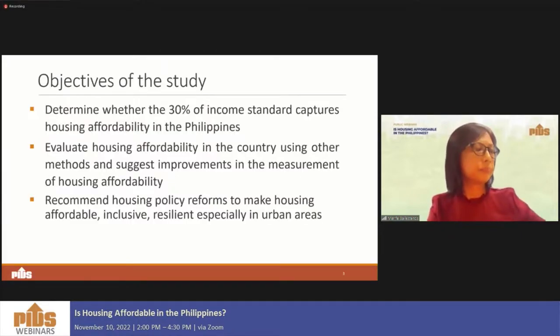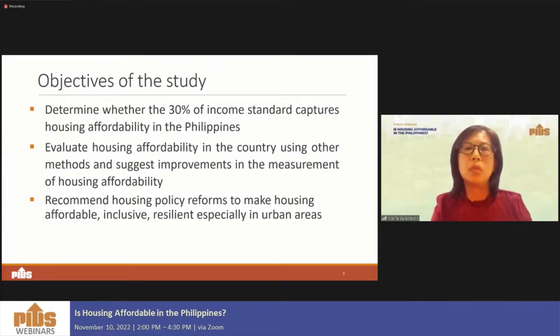Next slide, please. So the objectives of the study: first, we are to determine whether the 30% of income standard captures housing affordability in the Philippines. We all know that what we are using now in the Philippines is the rule of thumb, a standard called the 30% of income standard, which is used in several countries. But is it actually suitable in the case of the Philippines, or more importantly, does it capture housing affordability in the Philippines? The second is to evaluate housing affordability in the country using other methods and suggest possible improvements in the measurement.